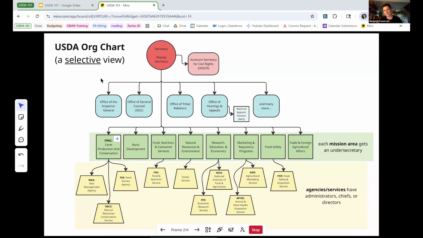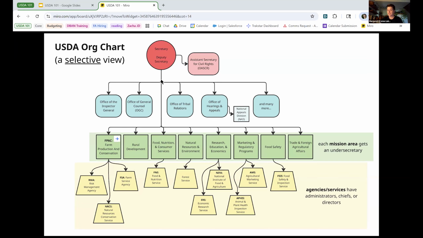We're going to take a look at the USDA organizational chart, but quite a selective view because this is not all of it. I'm highlighting a few offices and mission areas. Actually, I've got all the mission areas in there, but highlighting a few offices and agencies that are more farmer facing and more relevant to a direct service provider's work, helping farmers with financial distress, or just there are a few that I'm highlighting because I think it's important that we understand the breadth of what USDA does.